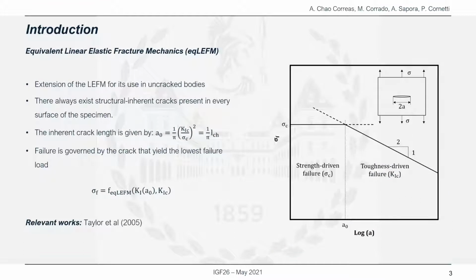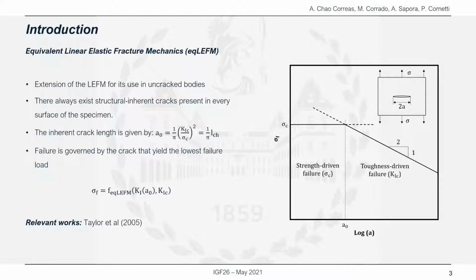Now, the simplest theory for predicting this size effect would be to use the equivalent linear elastic fracture mechanics, which is just an extension of the conventional formulation that allows its use in uncracked bodies. This one is based on two basic concepts. First, crack sensibility, and second, inherent cracks.